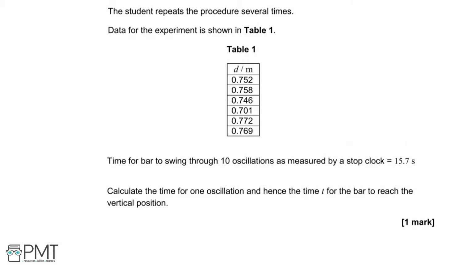The student repeats the procedure several times. Data for the experiment is shown in table 1. And then we've got that table there with a set of distances. Time for bar to swing through 10 oscillations as measured by a stop clock is equal to 15.7 seconds. Calculate the time for 1 oscillation and hence the time t for the bar to reach the vertical position.